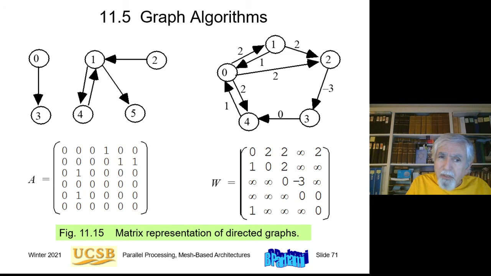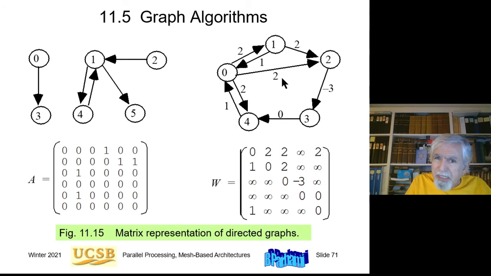So this is known as an adjacency matrix. It just shows the connectivity of the graph. Of course, if the graph is undirected, meaning that if there is a connection from 0 to 3, there's also a connection from 3 to 0, then this matrix will be symmetric. Another way to characterize graphs is when we have weights associated with these links.